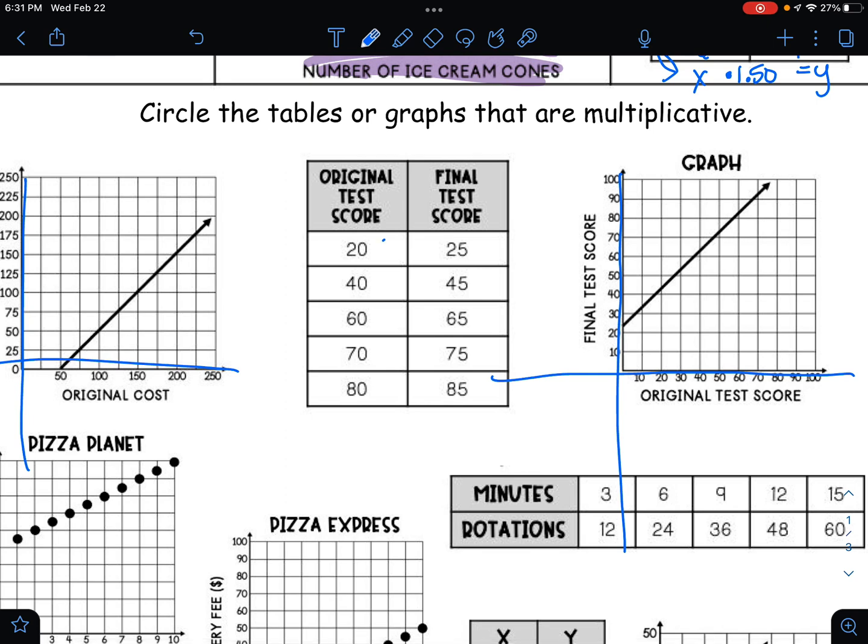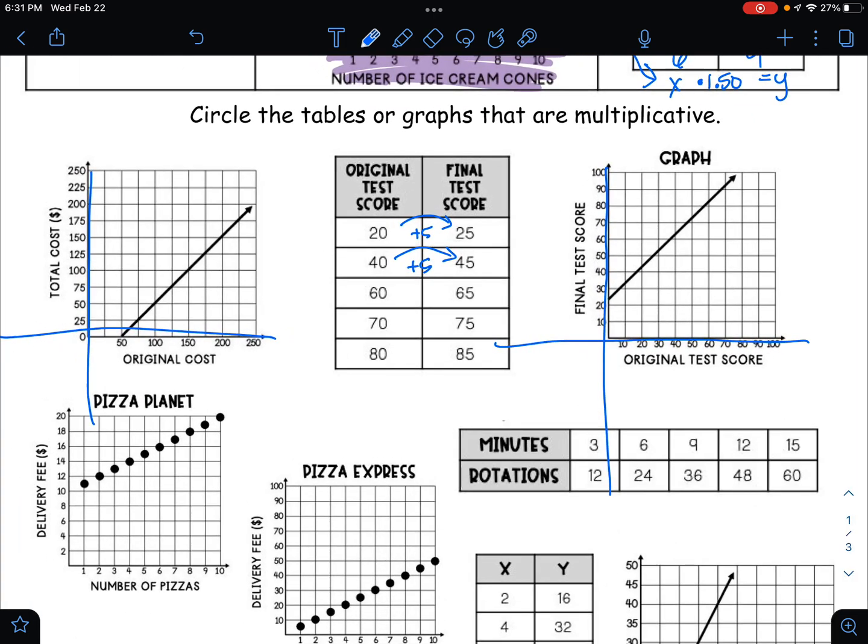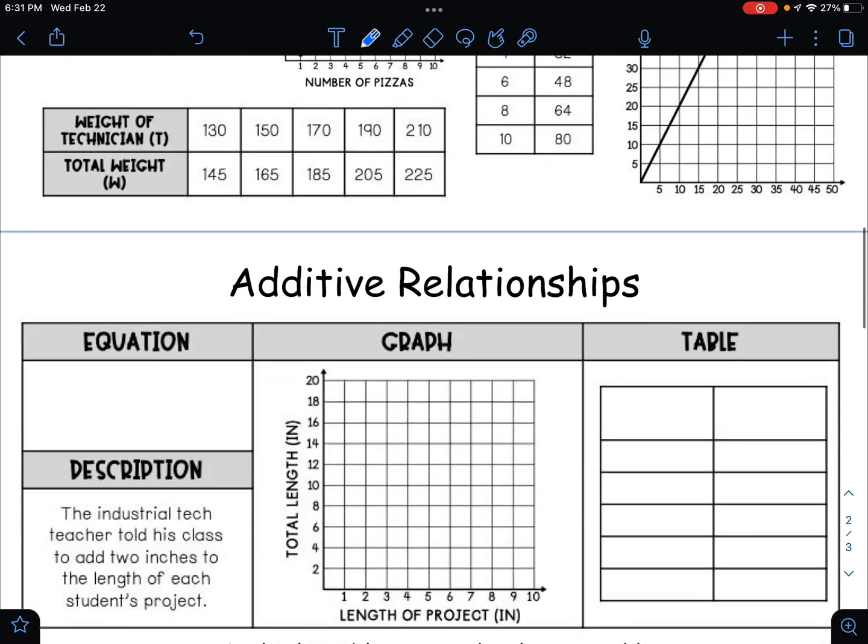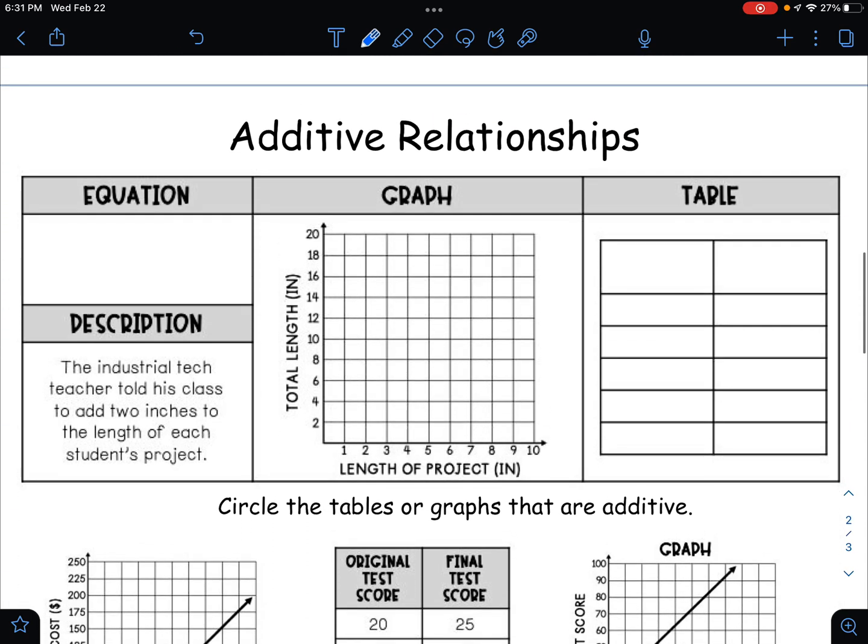What's the relationship? How are we going from 20 to 25? Is there anything we can multiply by? No, I can't think of anything, but I know that I can add 5. 40, same thing, plus 5. 60 to 65, again, plus 5. If you're adding, that's additive. I want you to find the ones that are multiplicative. Okay, going to additive relationships.